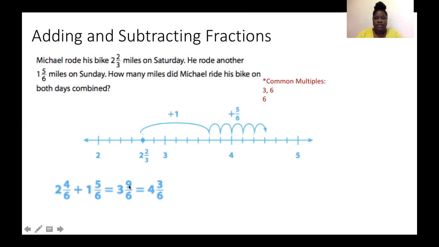Well, notice again, my numerator is bigger than my denominator. And if I take 6/6 away from that, which is a whole, that leaves me 3/6, and I add the whole to the whole number. So that is equivalent to 4 and 3/6. So I will take 4 and 3/6, and some of us recognize that 3 is half of 6, so that is the same as 4 and 1/2 miles.